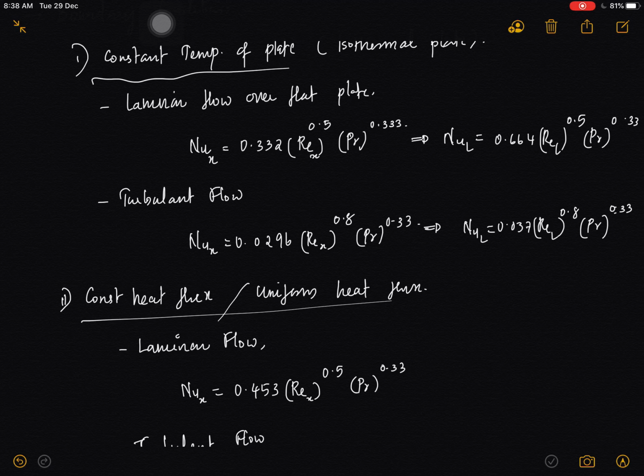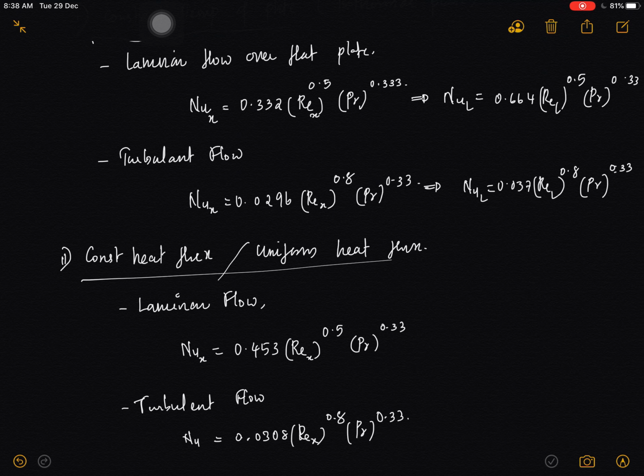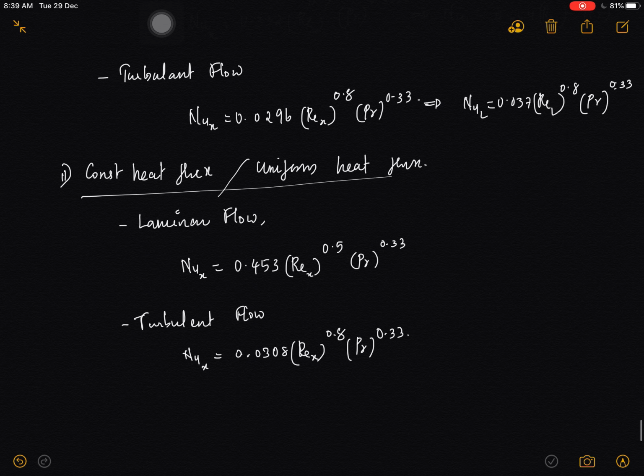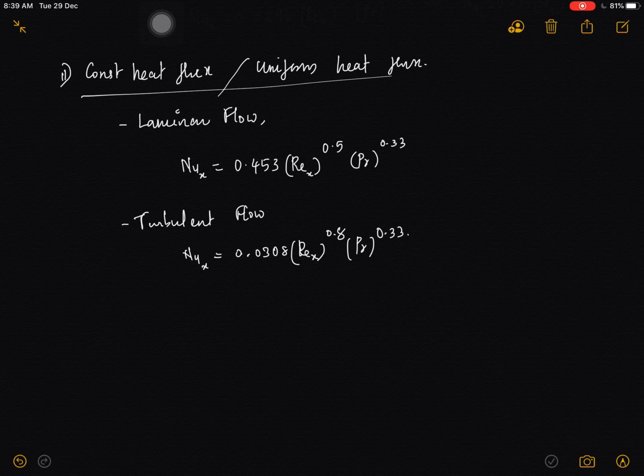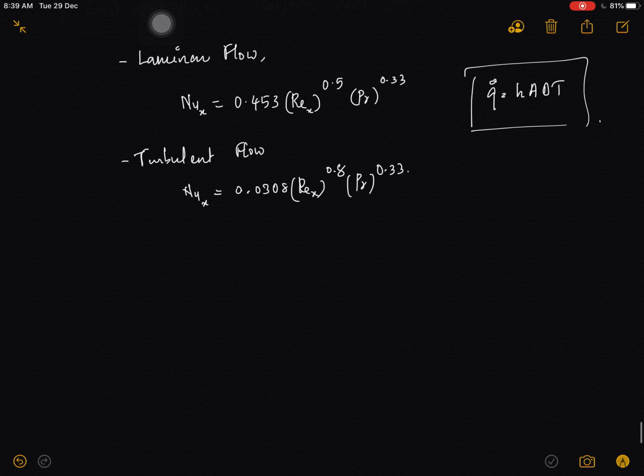So these are the two boundary conditions and the corresponding equations to determine the Nux value, which can be further used to determine the heat transfer coefficient value, that is H, and which can be further used to determine the convective heat transfer rate, which is given by the equation Q dot is equal to HA delta T.